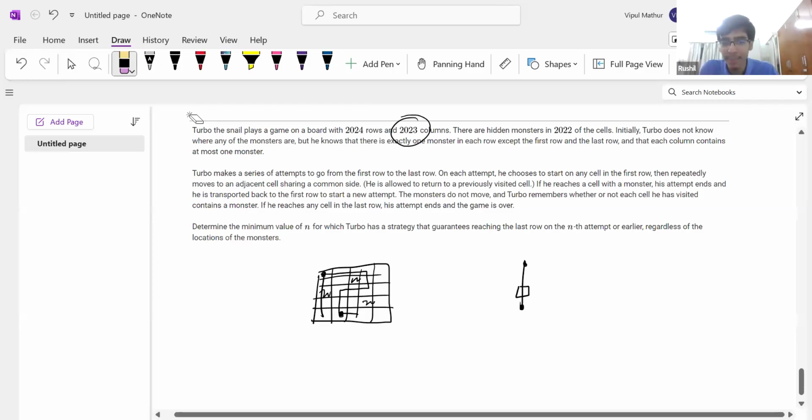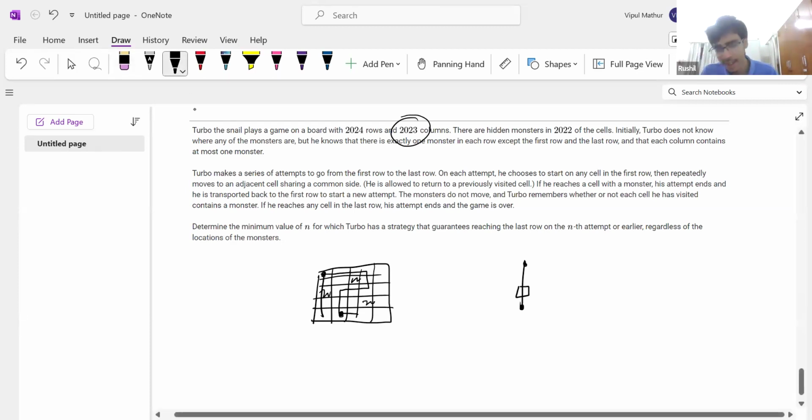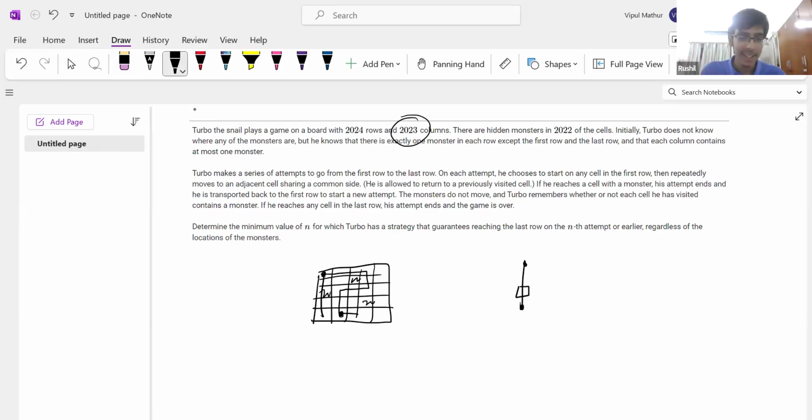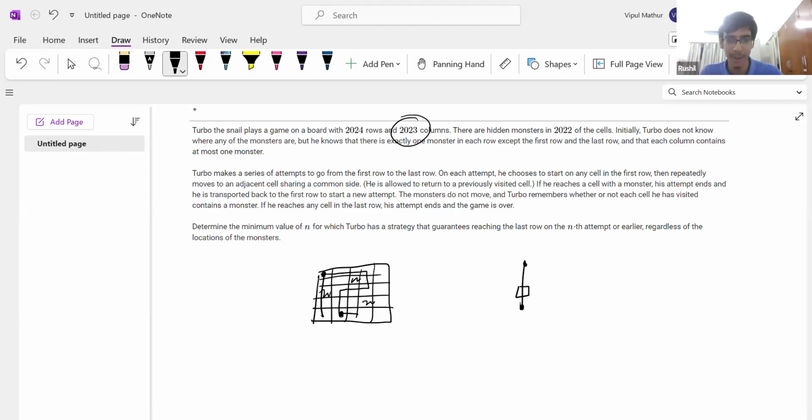The way I really thought about this is, the first thing I did is try it for a 3x2 or a 4x3 and so on, and I started getting some answers. The first thing that I realized is that there are some conditions, namely that each column has at most one monster. And I think that is by far the most important in this entire problem.